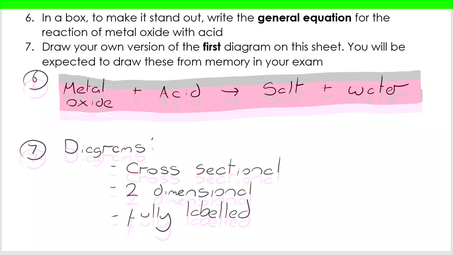So two-dimensional. The minute you go into 3D, you're going to start to lose marks. Cross-sectional means you've got to imagine you have sliced the apparatus down the middle so that you can see exactly what's going on at the heart of it. That means that if there is, for example, a delivery tube going into water, the water would not cross that delivery tube. There's more examples of that in other videos.